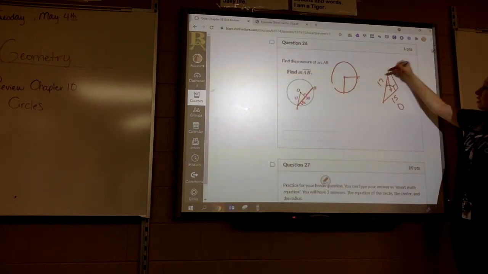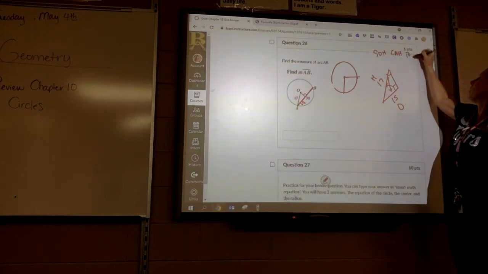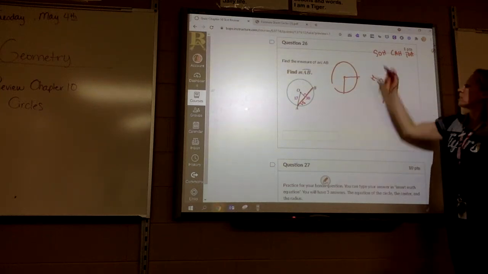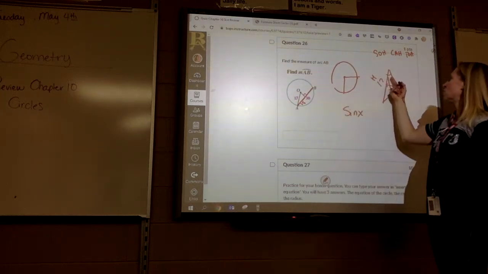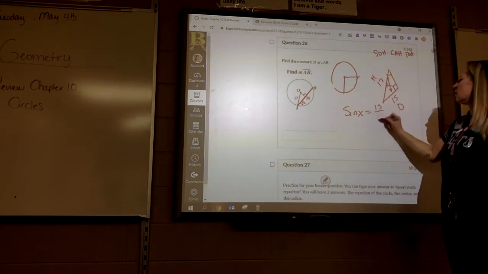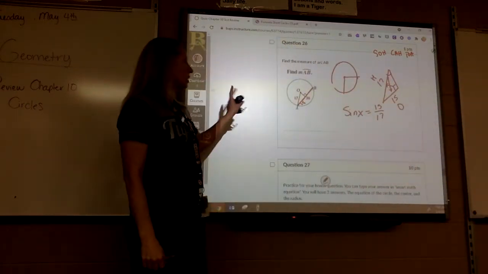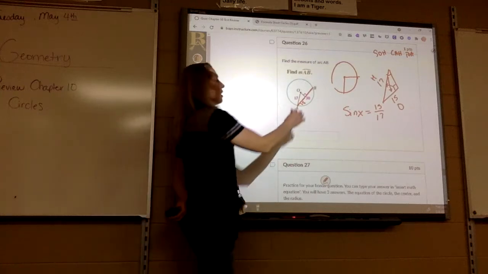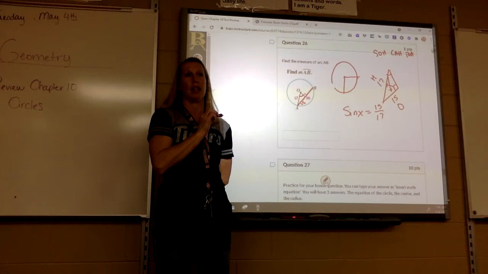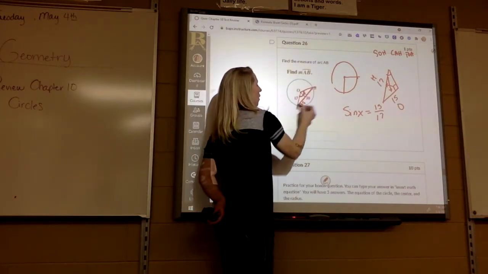What's this side called? So some old hippie caught another hippie tripping on acid. Which trig function would I use? So sine. So sine x, I don't know the angle, equals O over H, so 15 over 17. Do you remember how to type that in the calculator? Yeah. So second sine, 15 over 17. That will give you this angle. And then what are you going to do once you find that angle? Double it. Times it by 2 to get that whole arc.